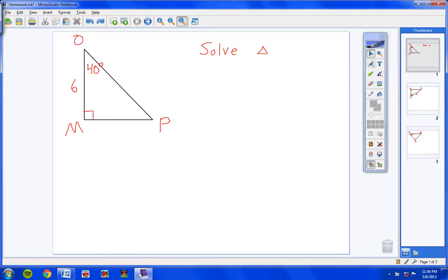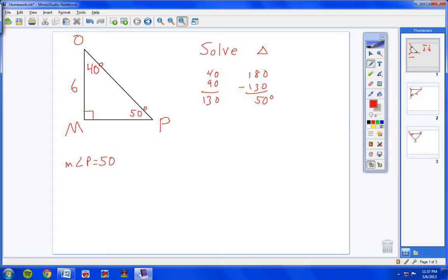With that in mind, I'm going to very quickly add up my angles. I have 40 degrees. I have 90 degrees. Add those together, I get 130. Subtract from 180, and the other angle is 50. So I'm going to come right over here to angle P. I'm going to write 50 degrees. So measure of angle P equals 50.